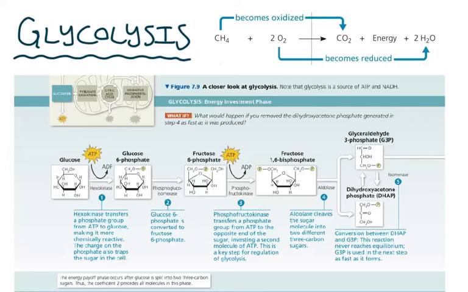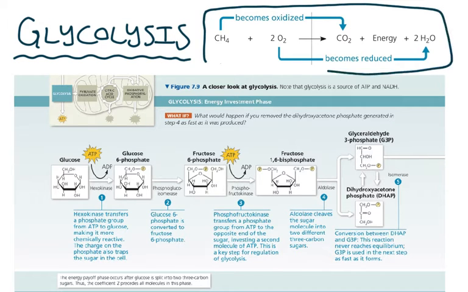Let's talk glycolysis. Glycolysis is the first step in a process known as cellular respiration. And cellular respiration, here's the overall reaction, is a catabolic process in which we get energy into a form that we can use, known as ATP.